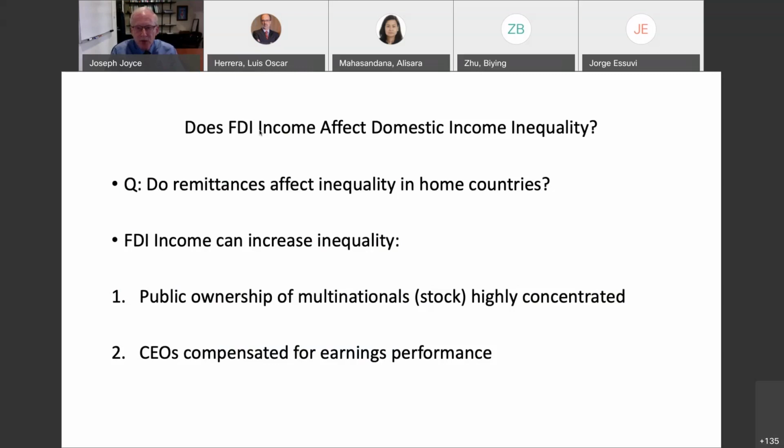Second of all, the CEOs of the multinationals are compensated for earnings performance. And we know that in terms of labor income, the distribution there has been rising at the top, that these people are better and better paid over time. So those are reasons why we might think it's valid to think that, in fact, the FDI income would indeed affect income distribution.